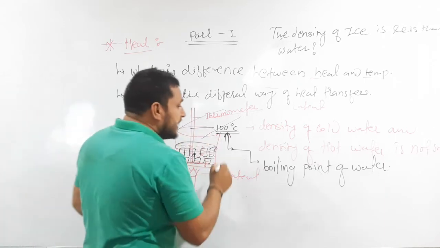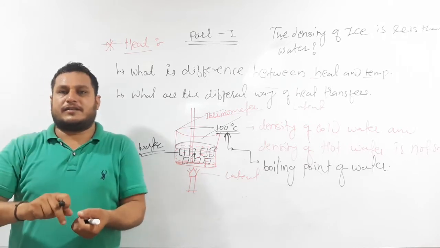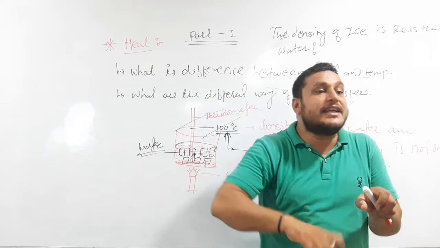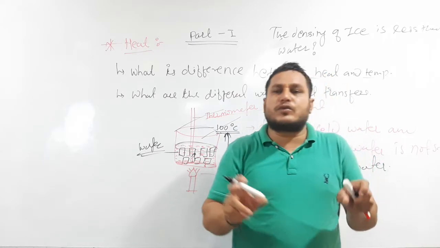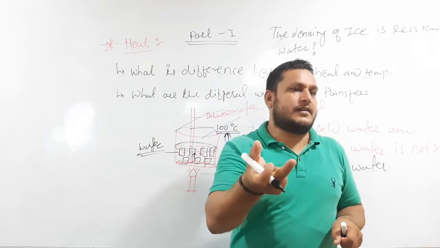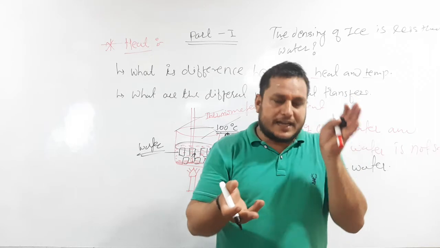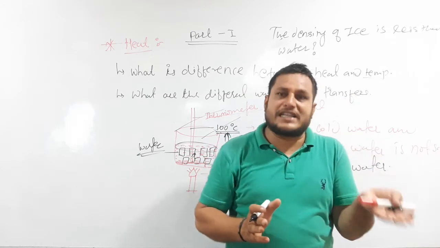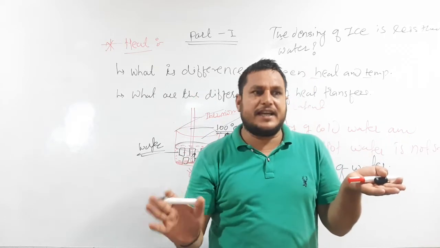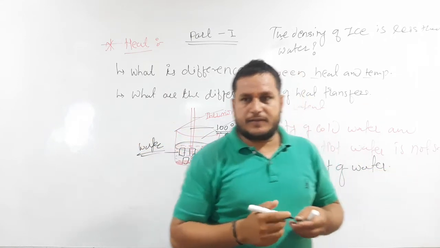It means what? Steam has the ability to hold a higher temperature than water. Water is able to hold only 100 degrees Celsius, but steam is definitely greater than water. Why? Because it's another state of matter. And if you compare the maximum heat holding capacity, or temperature holding capacity, of water and steam, then you can easily say steam has a greater capacity than water to hold temperature.